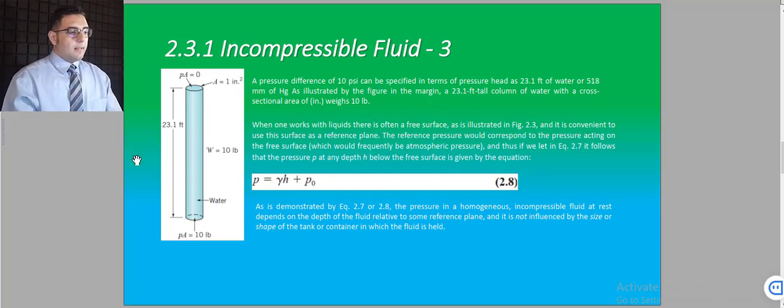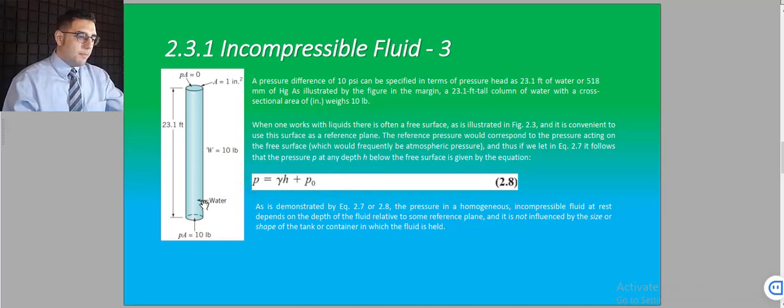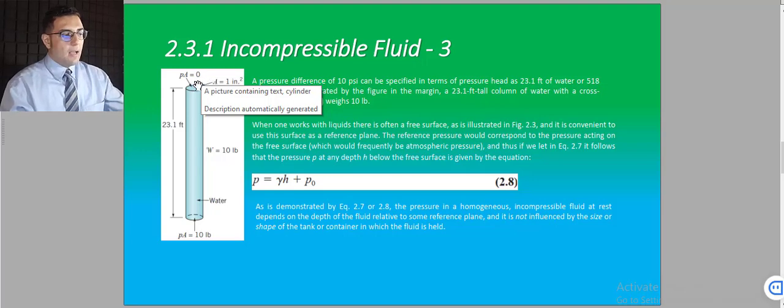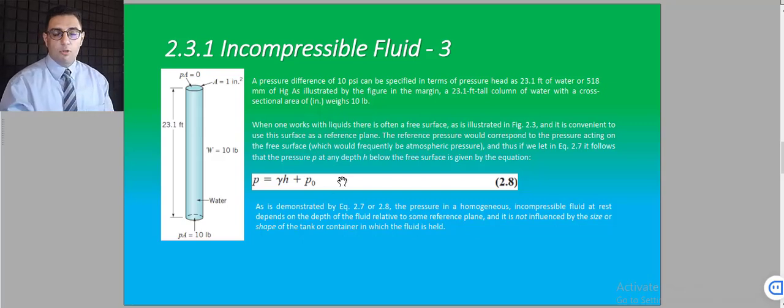In this slide, the main point is that we have to know the reference pressure. You see in this picture, we have a PA of 10 pounds here and 0 here. The 0 is owing to the fact that we are considering this section as a reference. So the pressure at reference is 0, which is P0. Usually it is atmospheric pressure.